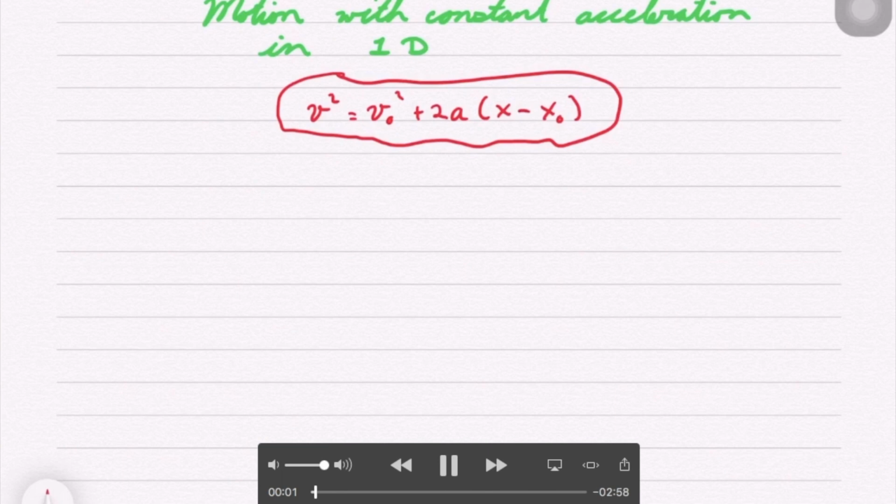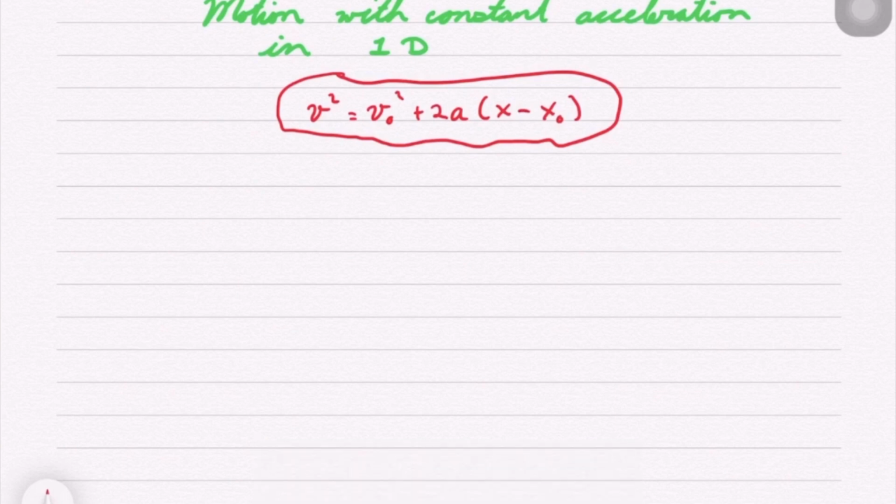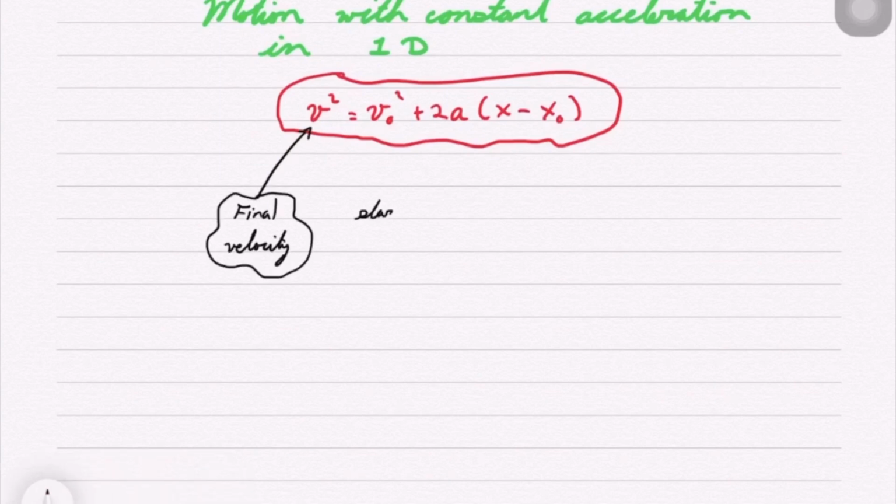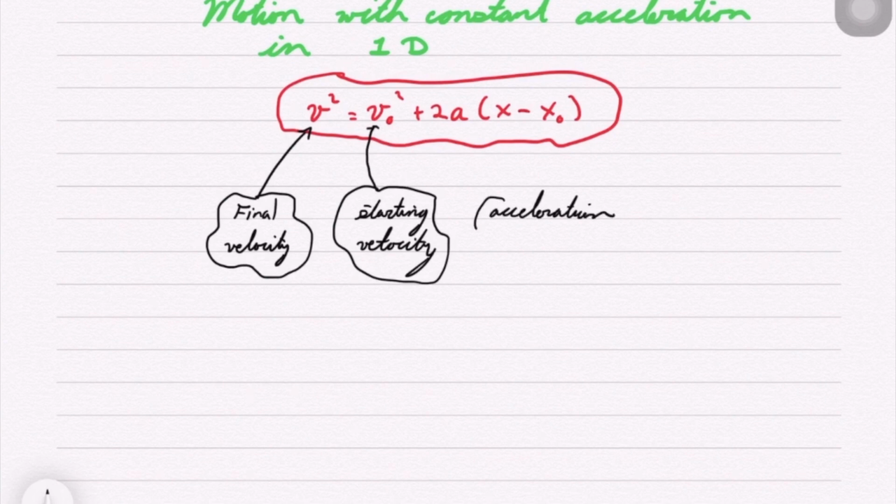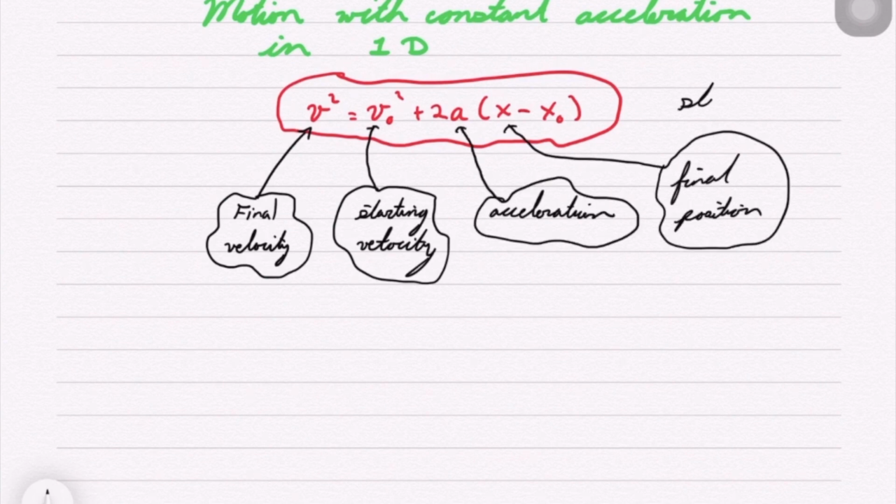In this video, I will show you how to come up with the equation v squared equals v sub naught squared plus 2a multiplied by x minus x sub naught. First, v stands for final velocity, v sub naught stands for starting velocity, a stands for acceleration, x stands for final position, and x sub naught stands for starting position.